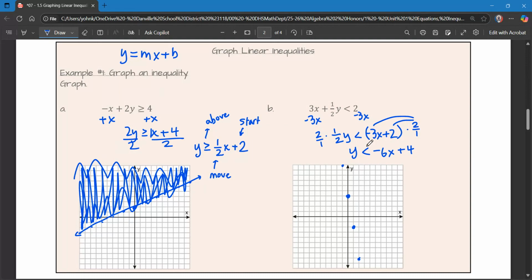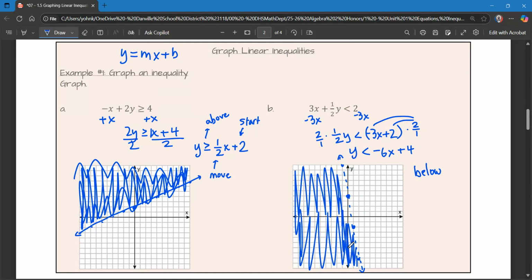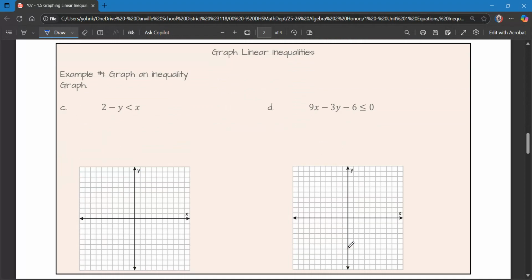Now this is a less than symbol, so it's dashed. So you're going to take and dash. It's also less than, so we're shading below. If you take a look at this line, below would be to the left. So we're going to shade all of this stuff in.